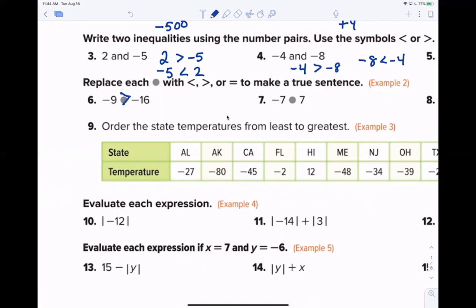No, 7 is greater than negative 7. Yeah, but it's starting with negative 7. So you're comparing negative 7, right?